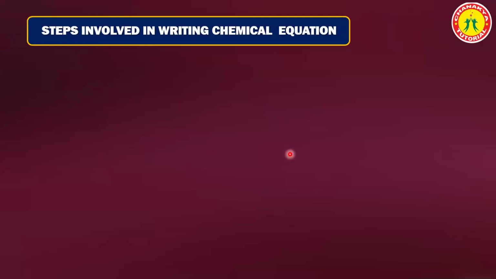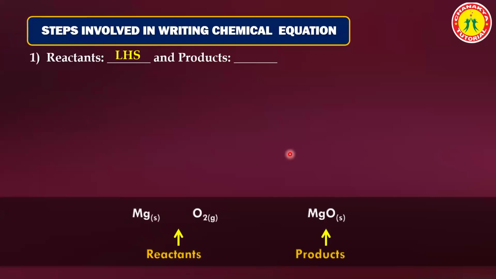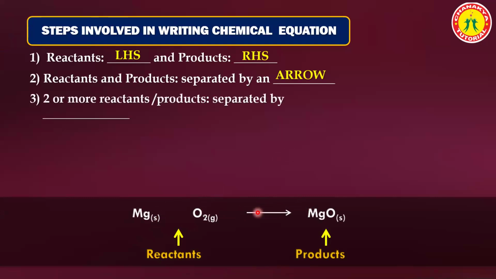So, how will we write a chemical equation? First of all, we'll write reactants and then products. Reactants are written on the left-hand side. Products are written on the right-hand side. Reactants and products are separated by, what will come here? An arrow, which indicates the direction of the reaction. When we have 2 or more reactants or 2 or more products, for example, here we have 2 reactants, magnesium and oxygen, how will they be separated? What will come here? The plus sign.